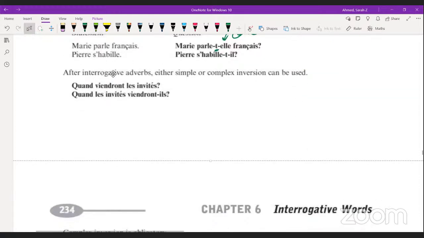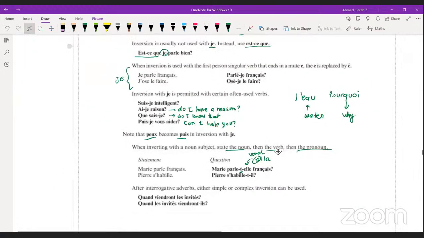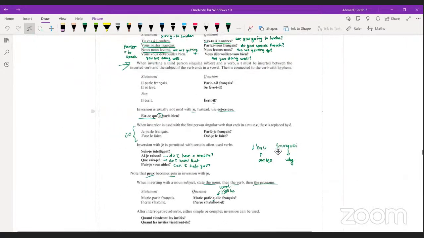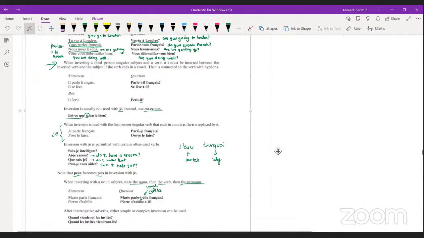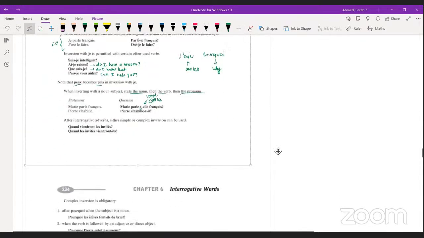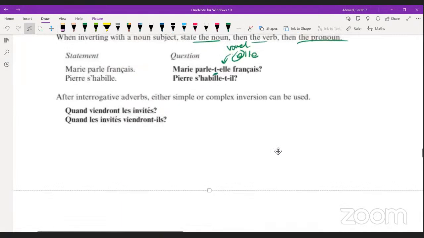Okay, now after interrogative adverbs, either simple. Can I take a picture of this page? Yeah, sure. Is that good? Yes. Est-ce que tu finis? Oui. Oui? Okay, perfect. So let's look at the bottom part.